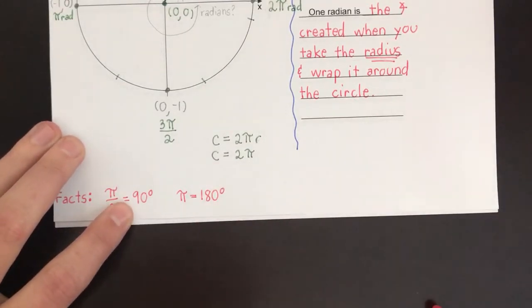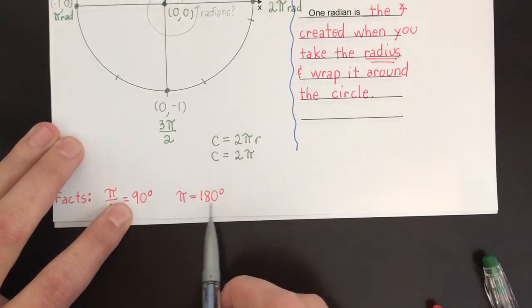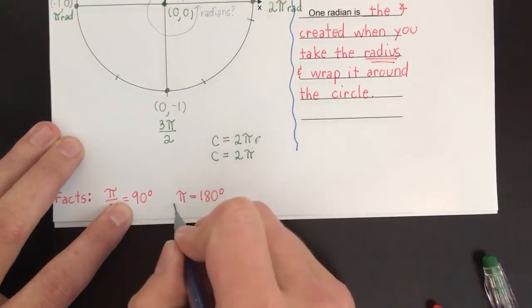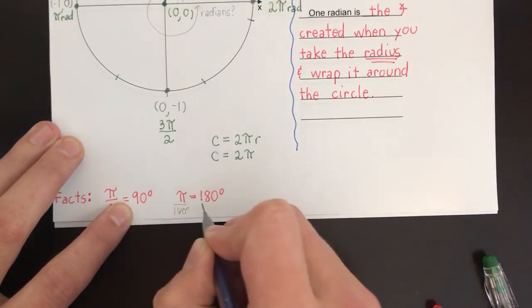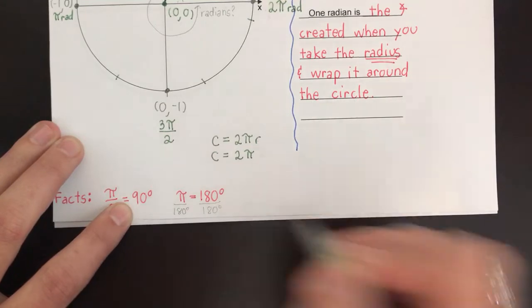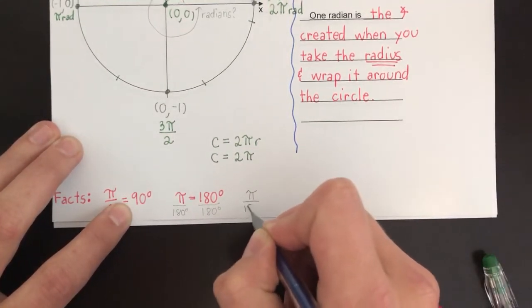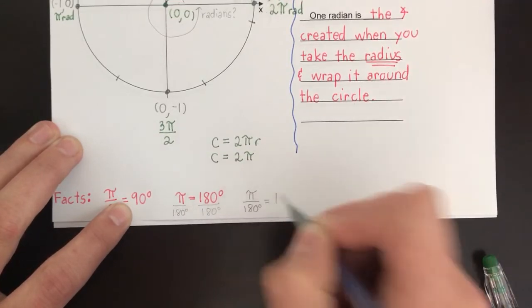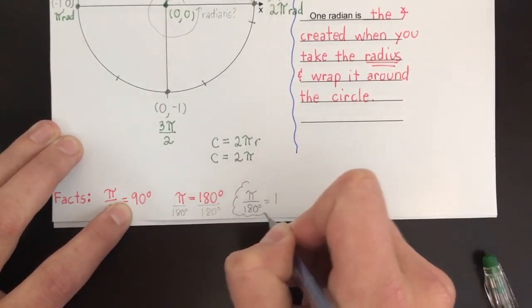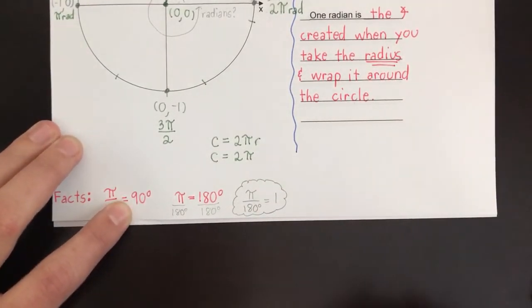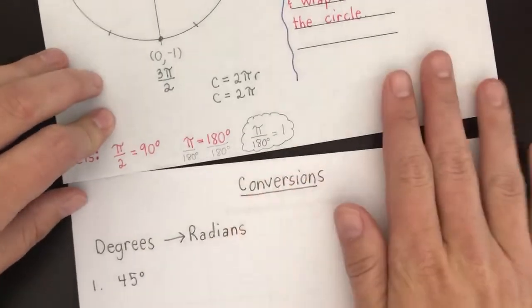And let me show you what I mean. If you divide both sides of the equal sign here by 180 degrees, I get pi over 180 degrees equals 1. This is so important, and what we're going to use to go back and forth between degrees and radians. I have some conversions on the back that you can put on your back.